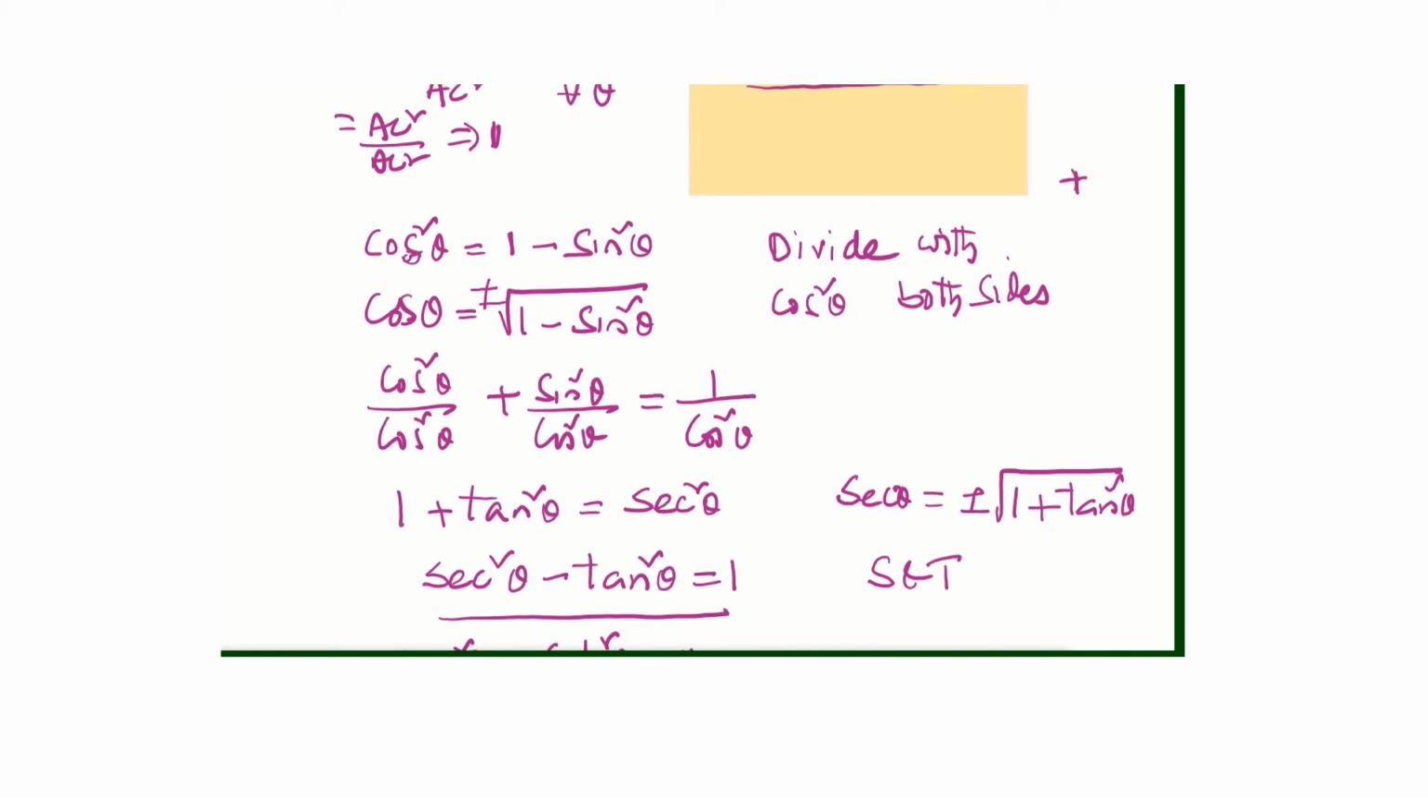After completion of identity number 1, the second identity is known as science and technology, S and T, involving S and T terms. That means divide the first identity by cos squared. It gives cos squared by cos squared, and sine squared by cos squared, which equals 1 by cos squared. So cos squared by cos squared is 1, sine squared by cos squared is tan squared, and 1 by cos squared is secant squared. If I switch this side, secant squared minus tan squared equals 1.